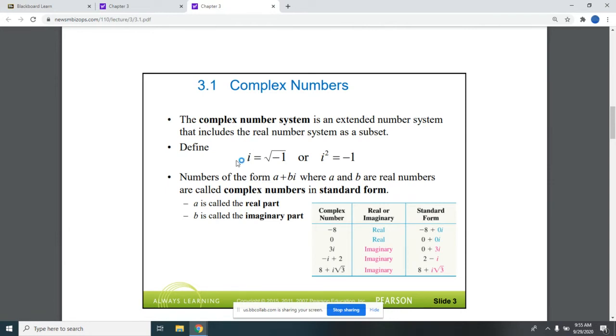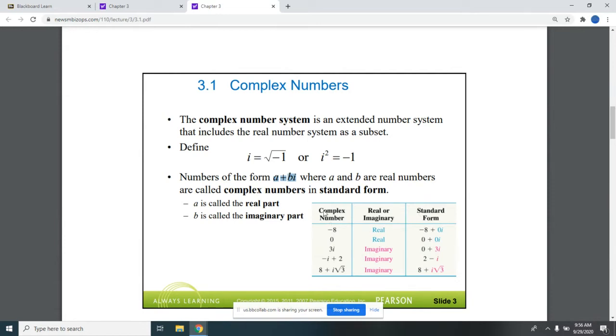Also, the complex number system requires that complex numbers be written in standard form. And here's the standard form of a complex number. Standard form is A plus BI, where A is the real part of your complex number and B is the imaginary part. A and B are both coefficients. The coefficient of your imaginary unit is B.